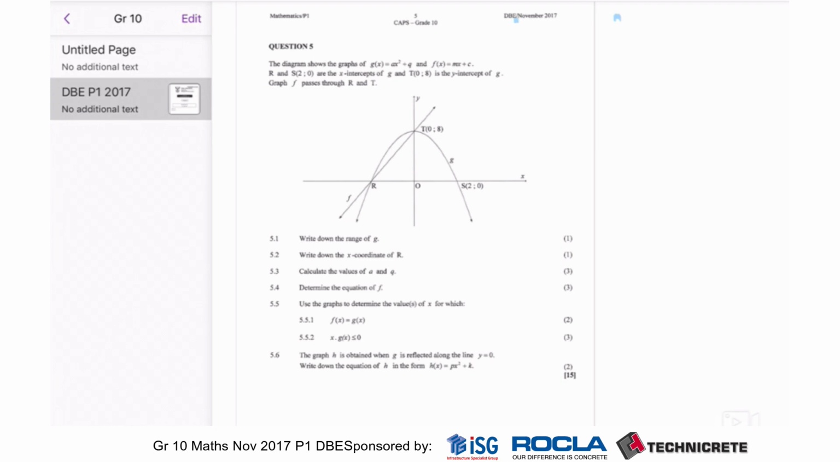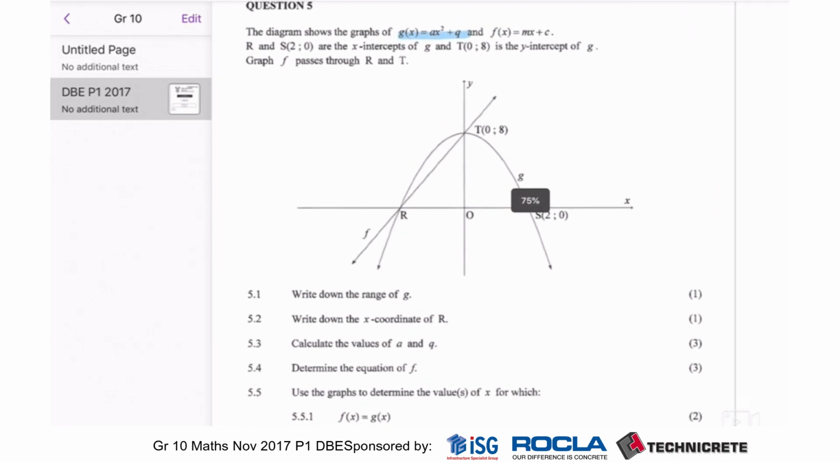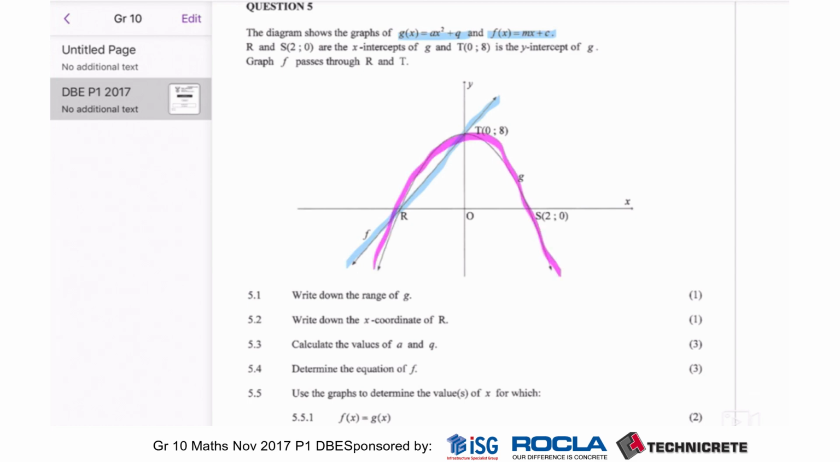Okay, so it says the diagram shows the graph of g(x) is equal to ax squared plus q. So what type of graph is that? That's a parabola, because we can see that squared. And we've got f(x) is mx plus c, so that's a straight line. We've got a straight line here, and we've got a parabola.